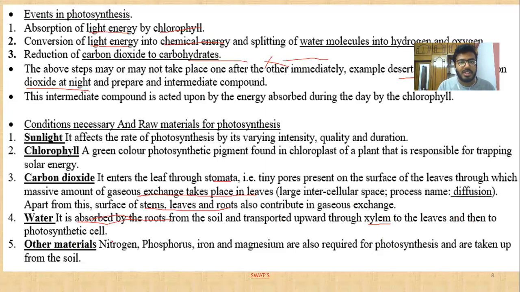Photosynthetic cells means in the leaves where photosynthesis is going to happen. Along with that, to get more proteins, what else is needed? Nitrogen is required. Phosphorus, iron and magnesium are also required for photosynthesis and are taken up from the soil. Where are we getting all these things from? Directly from the soil. Is that clear this much?